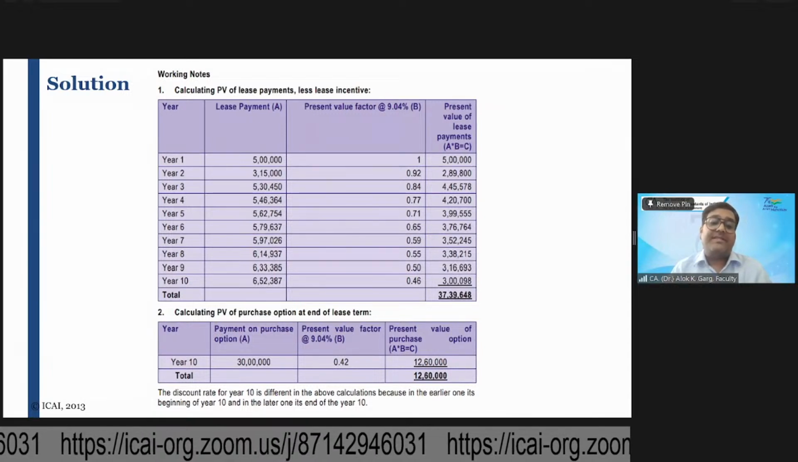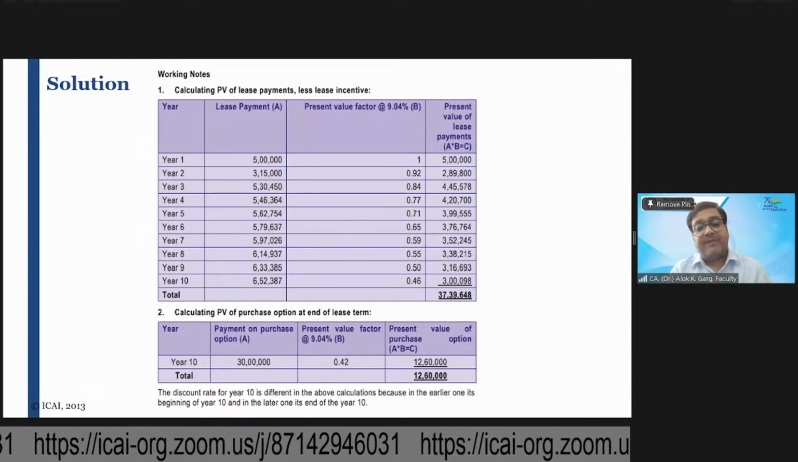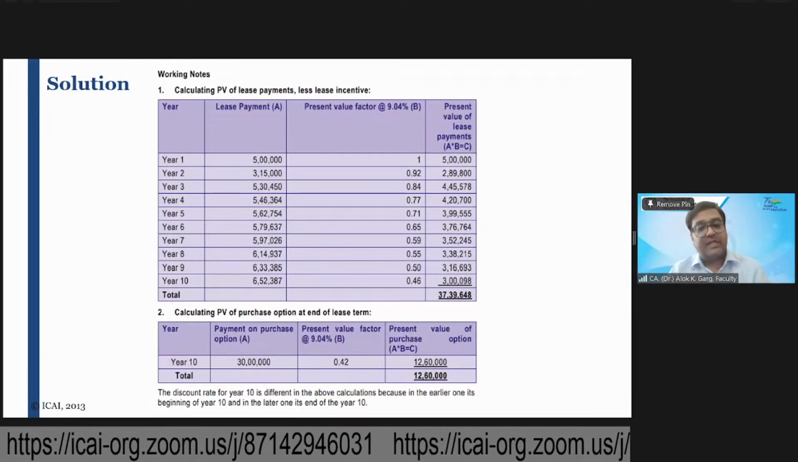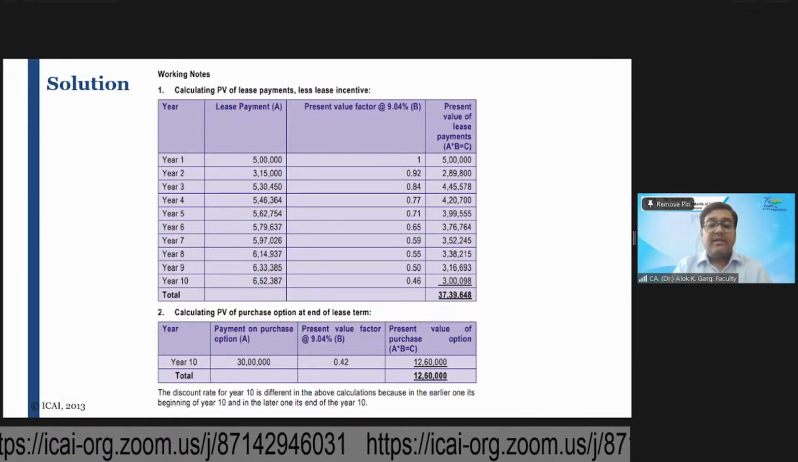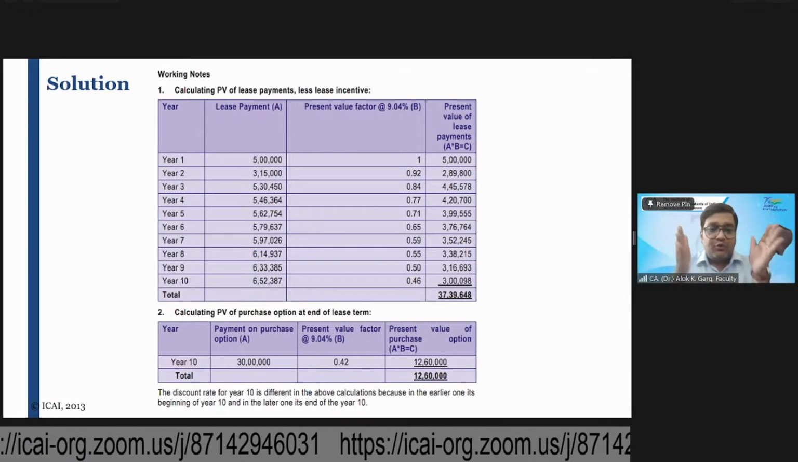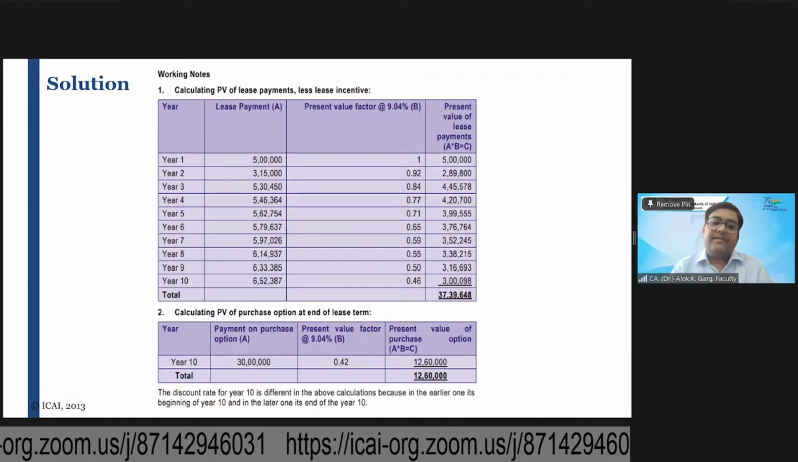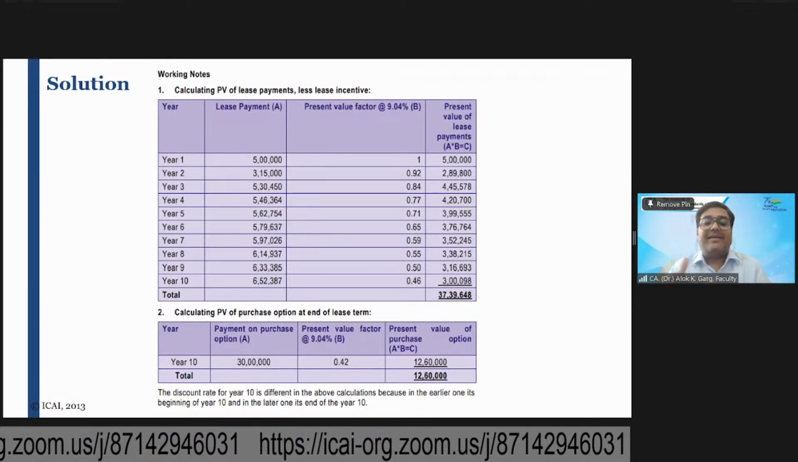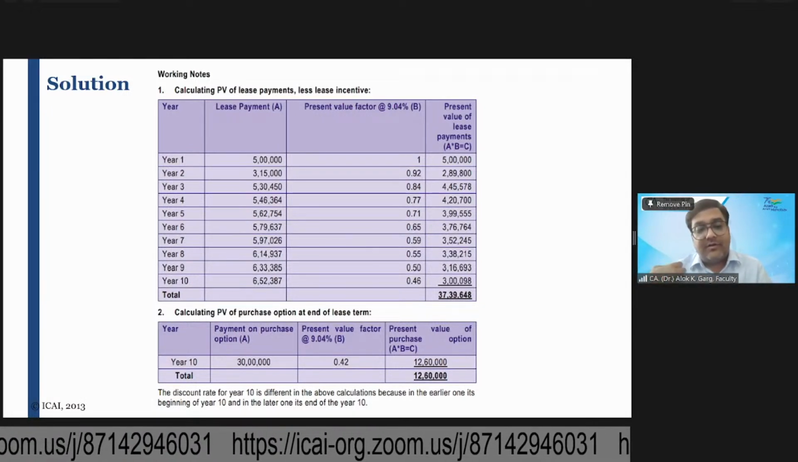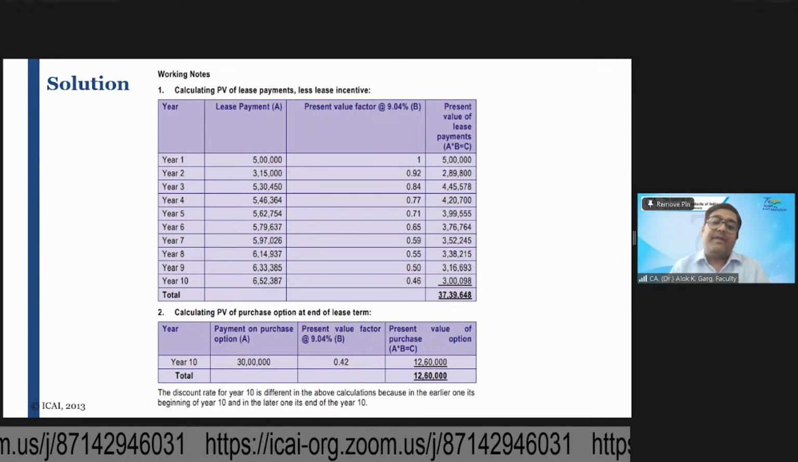Subsequently, you have to depreciate your right of use asset. If a purchase option is there, then it is over the useful life. If a purchase option is not there, then over the period of use or lease period, whichever is lower, right? Lease liability, you have to accrete interest, and you have to reduce the rental payments.